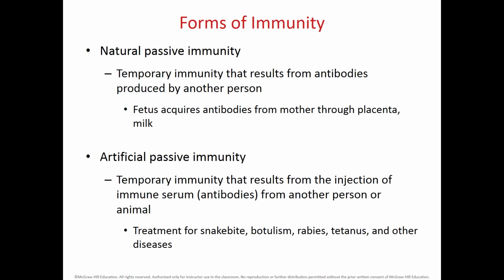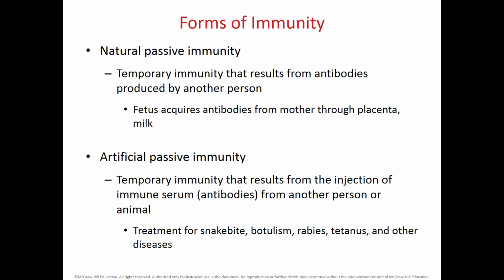Now, in passive immunity, you never produce your own antibodies. You will get the antibodies from either a natural source, which will be your mother, or an artificial source, which will be antibodies developed in a lab.